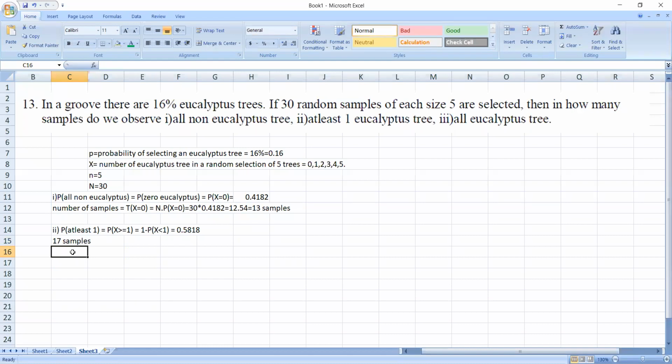ನೆಕ್ಸ್ಟ್ ಏನಿದೆ ಸರ್? ಇಲ್ಲಿ ಕ್ಯೂ ಏನಾಗುತ್ತೆ ಸರ್? Q is 1 minus P, 0.84. 1 minus 0.16, which is 0.84. Always Q is 1 minus P. Yes, sir.